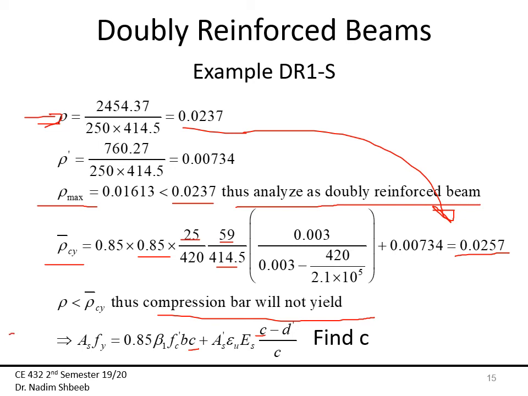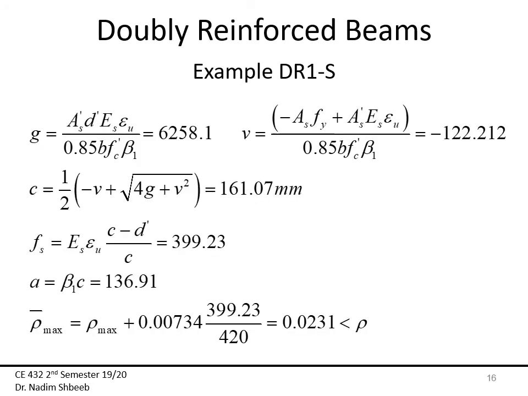So again, here I'm going to use compression is equal to tension. As fy is equal to 0.85 beta 1 f prime c b c plus A prime s epsilon ultimate Es times c minus d prime over c, only unknown is c. This is going to become a quadratic equation. This is the solution of that.